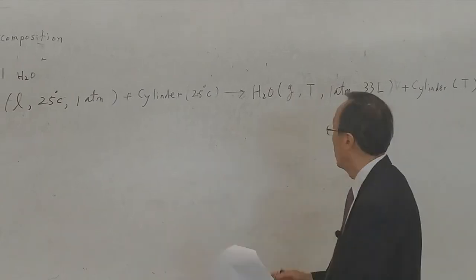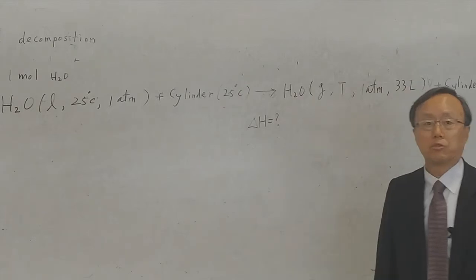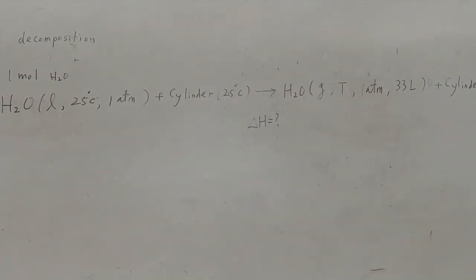So my question is, what is delta H for this reaction? One mole H2O is put in the cylinder. At first, the temperature was 25 degrees and the pressure was 1 atmosphere at liquid state. So this liquid water is evaporated at some temperature T, and it fills the volume of 33 liters. So what's the enthalpy of reaction for this reaction?